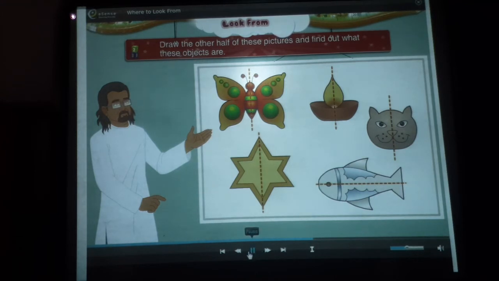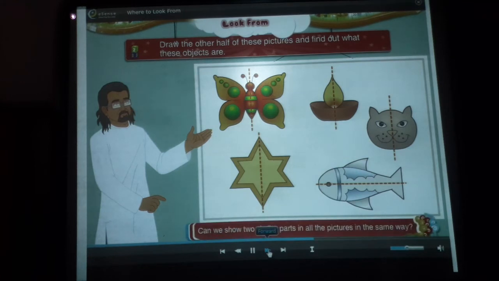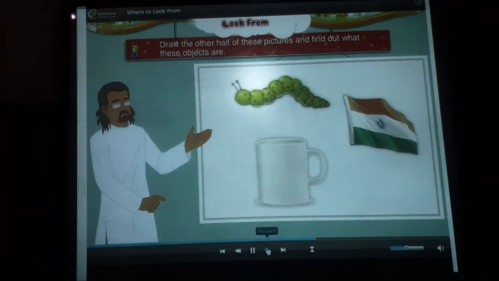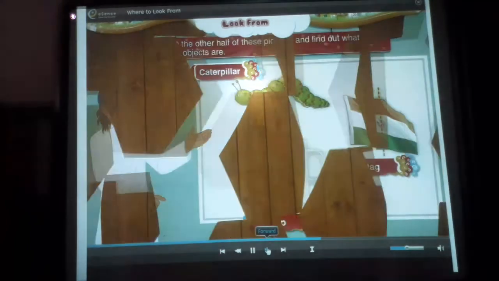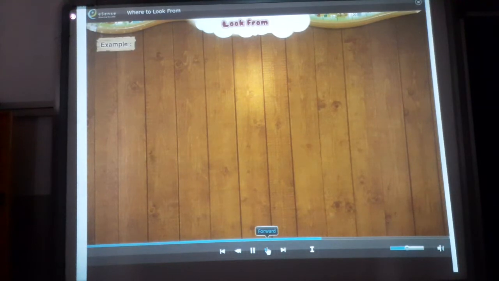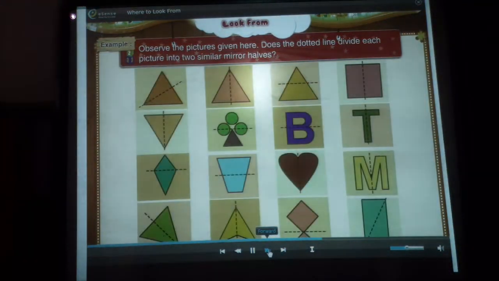Into two similar parts. Can we show two similar parts in all the pictures in the same way? Let's check it out. Here are a few pictures, a cup, and we try to divide these pictures into two similar parts in this way. We do not get two similar parts. Example. Observe the pictures given here. Does the dotted line divide each picture into two similar mirror halves? Let's find out.